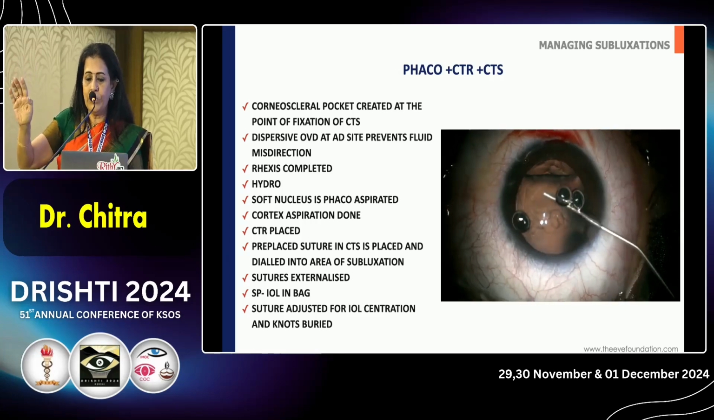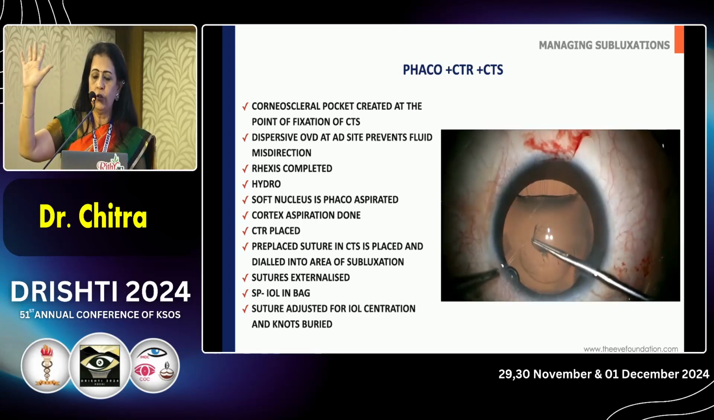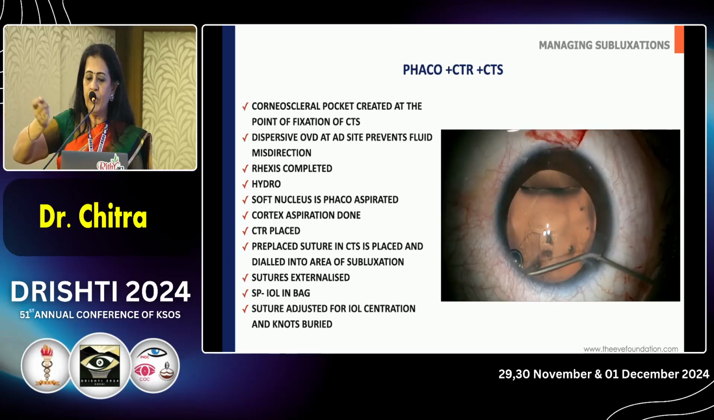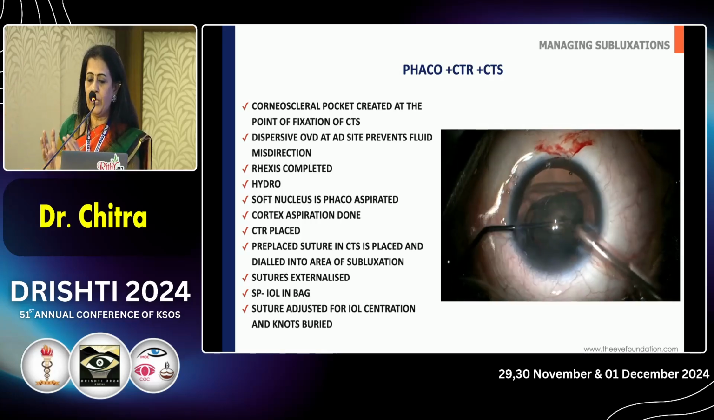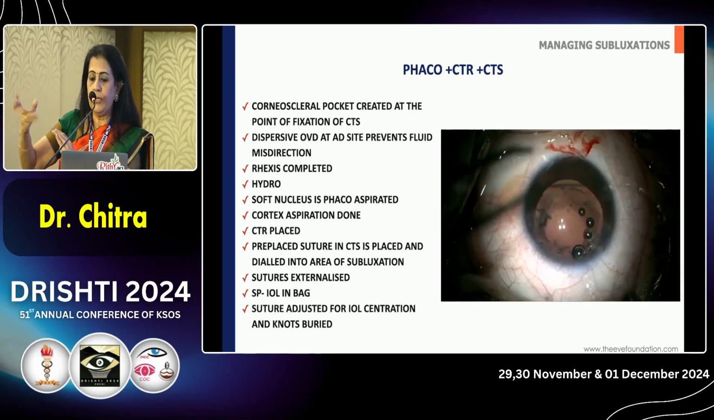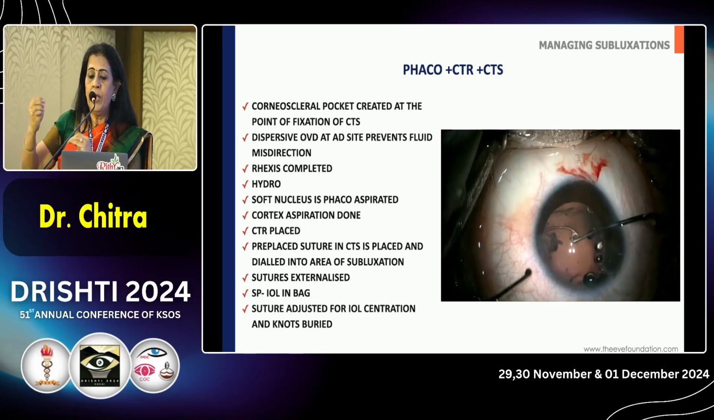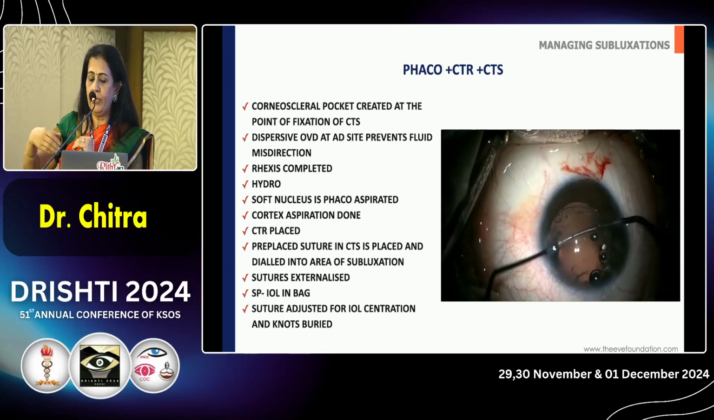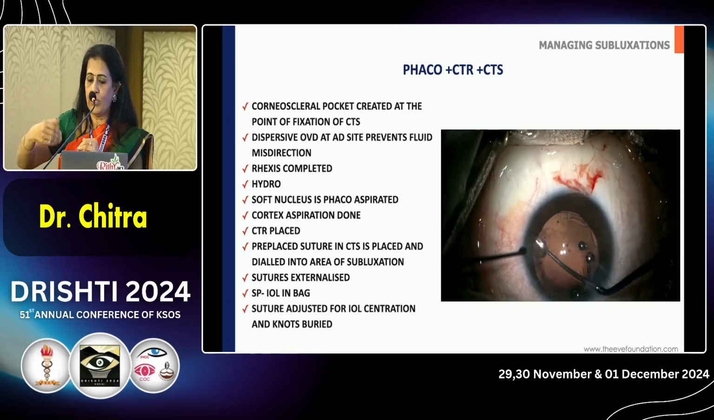Now, this is a case where there's a coloboma there. So I make a Hoffman's pocket, inject viscoelastic to prevent fluid misdirection there, plan my rhexis away from the area of zonular weakness, because closer to the zonular area, there could be a rhexis extension. And then I do an IA and remove the cortex, and not the cortex, the nucleus.